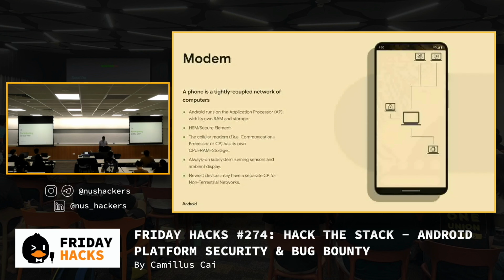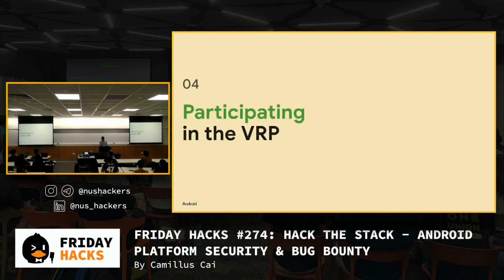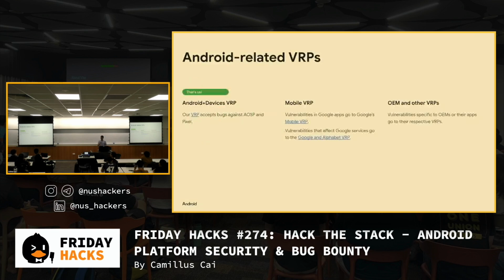So those are the hot topics on Android. And I want to switch gears a bit and shamelessly plug our vulnerability reporting program. There are two main Android-focused VRPs. The first is Android and devices. That's what I run. We accept bugs against AOSP, Pixel, Google hardware products. And then the second is Google's mobile VRP, and that's for Google apps that run on top of Android. If you find a bug in one of those, it goes to the mobile VRP. And then, of course, each of the Android vendors tends to have their own channels to report bugs that are specific to that hardware.